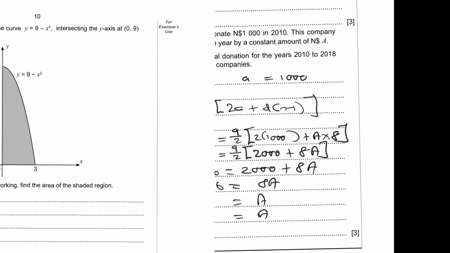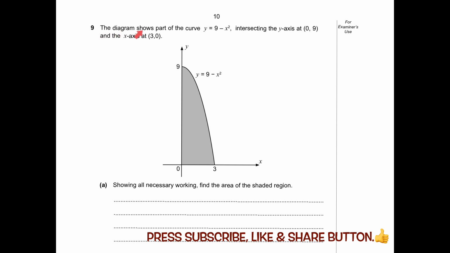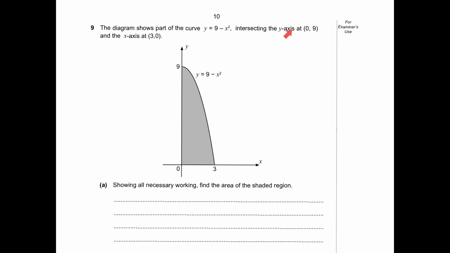All right, now looking at question 9, the diagram shows part of the curve y is equal to 9 minus x squared, intersecting the y-axis at 9 and the x-axis at 3. So that's the curve that we're having, and of course we have that shaded area. So what is it that they want us to do on part A? They're saying, showing all the necessary working, find the area of the shaded region.